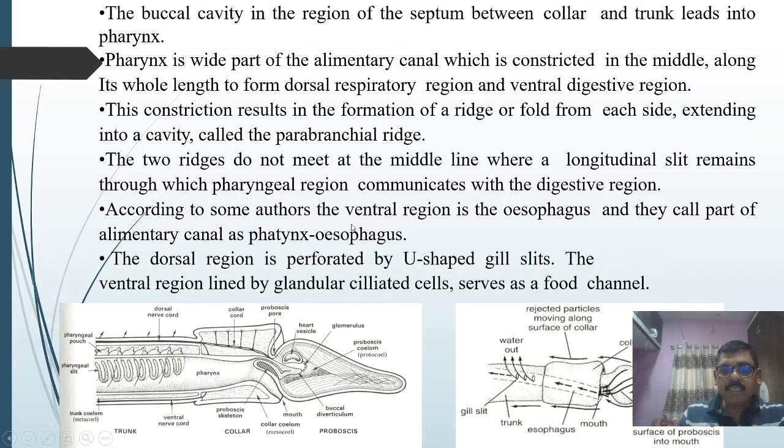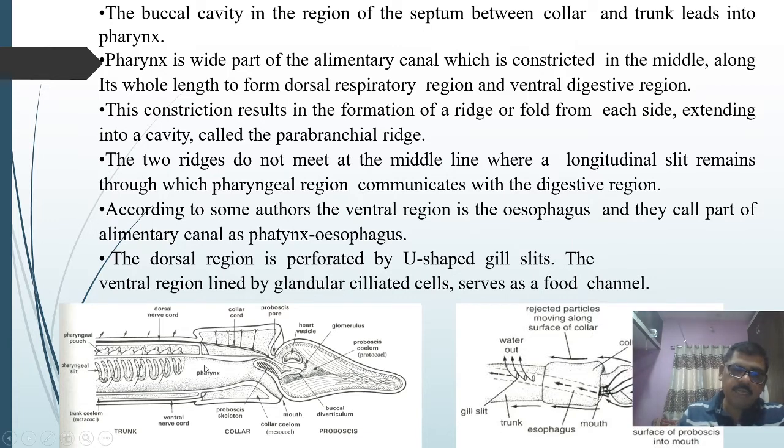According to some authors, the ventral region is the esophagus. Means this ventral, or lower, region is the esophagus. And they call this part of the alimentary canal the pharynx esophagus, means there is no separate esophagus. That is, this pharynx.